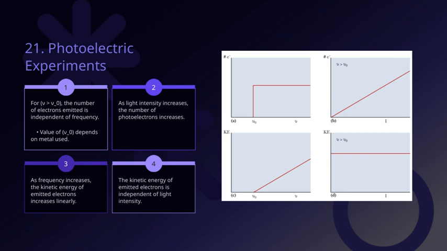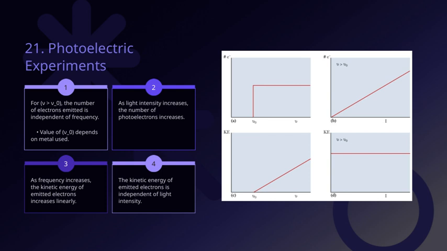As we increase the frequency of the light, the kinetic energy of the emitted electrons increases linearly. So, higher frequency light results in electrons with greater kinetic energy, which is an important observation that supports the idea that energy is quantized. Now, when we talk about light intensity, increasing it causes more photoelectrons to be emitted. That is, the number of electrons increases with brightness.